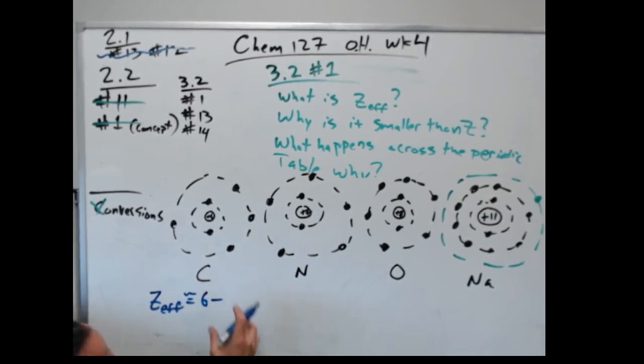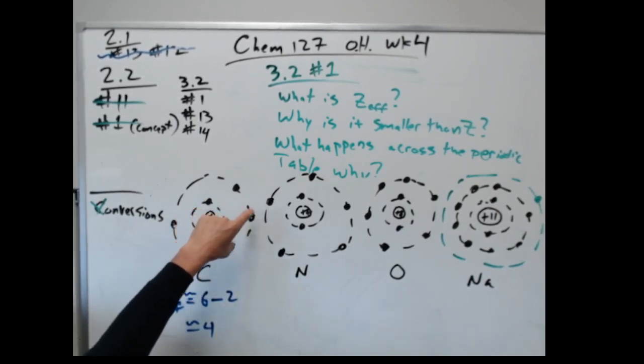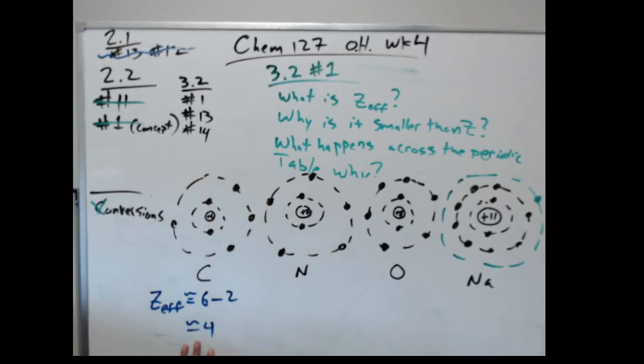There are only 2 electrons blocking these, so it's going to be like 6 minus 2, which is approximately equal to 4. That makes sense because 4 electrons are attracted. Technically, these electrons are also pushing against each other, and you've also got the energy of the orbitals. So it should be less than 4, but approximately true.